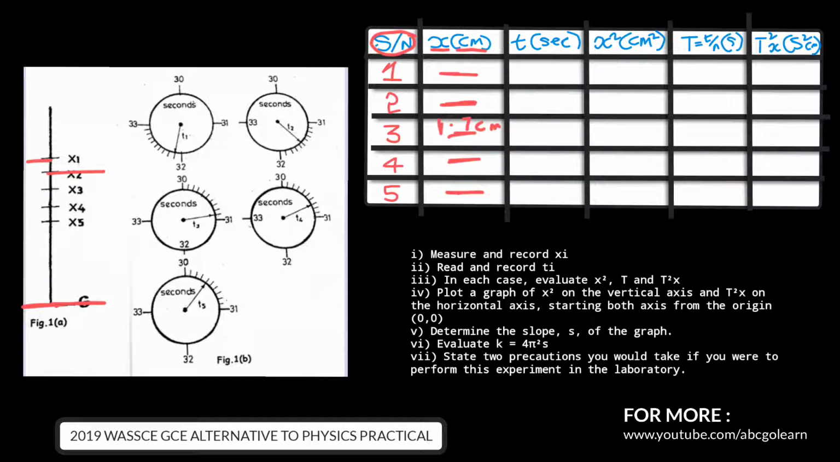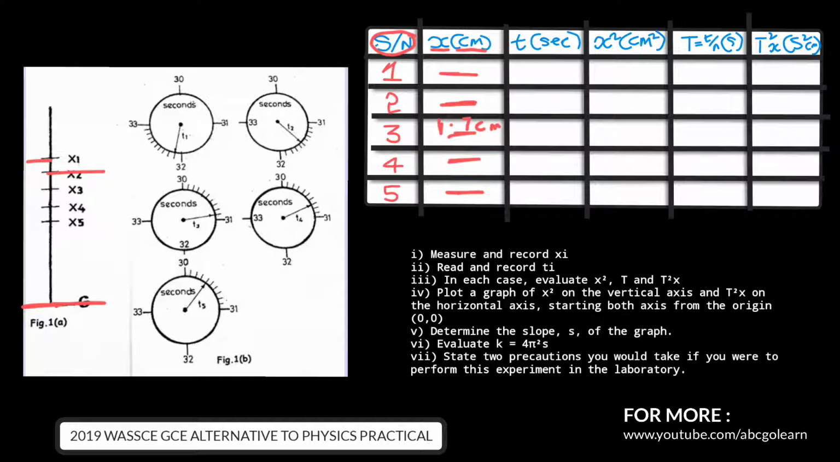And let's move to the second question. Read and record ti. Now, just like I told you that time, when I'm talking about ti, that's 1, 2, 3, 4, 5, till you get to 5. Now, to get this value, you can see what they've written: read and record, not measure and record. Not everything. You are not going to use a meter rule to get everything.